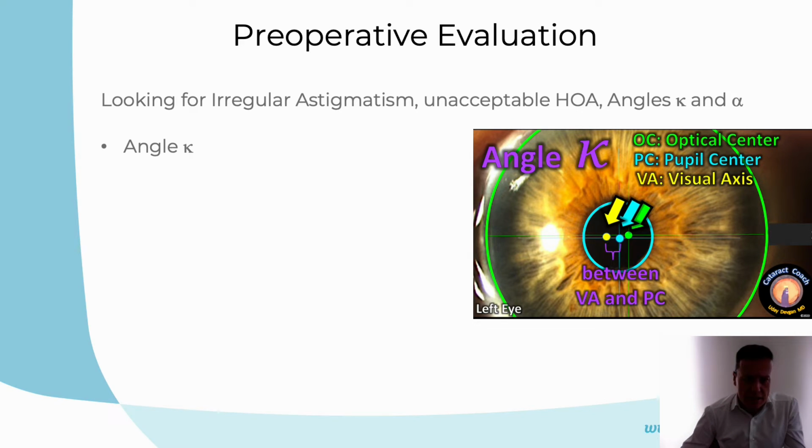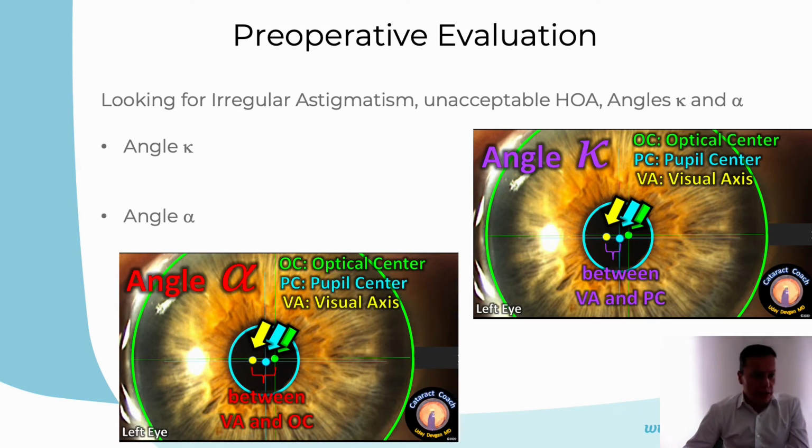And the angle kappa is the distance between the visual axis and the pupillary center. And then let's go to angle alpha, which is the distance between the visual axis and the optical center. Now, what about these two things?